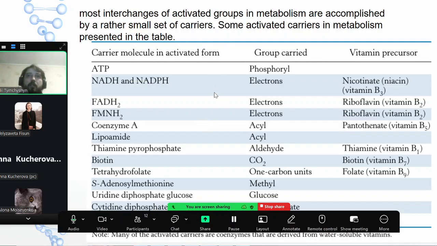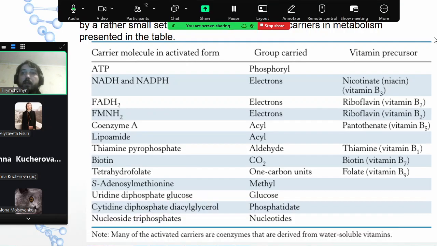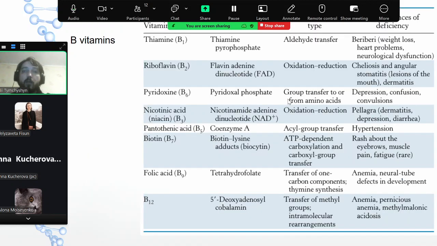Most interchanges of activated groups in metabolism are accomplished by a small set of carriers. Here are some examples of carriers, and you see that in many cases they have a vitamin precursor. So when you are taking some vitamins, you can think that basically some sort of group carriers will be synthesized from that.